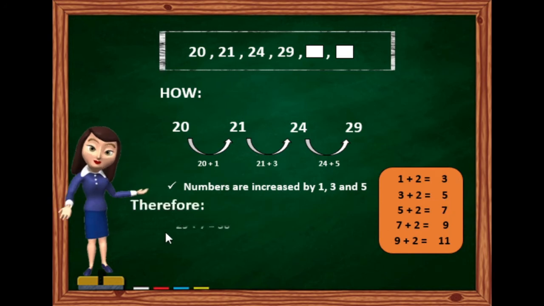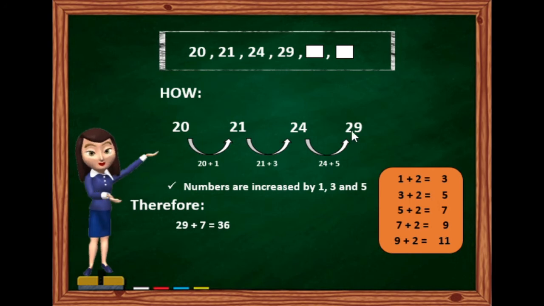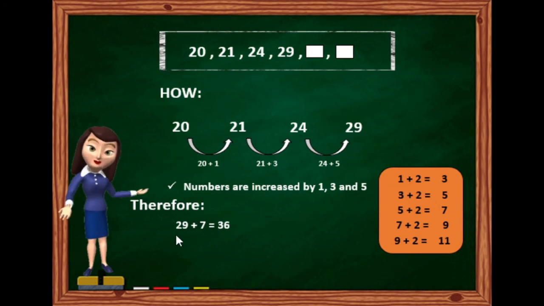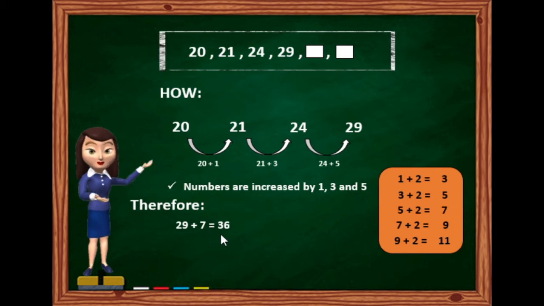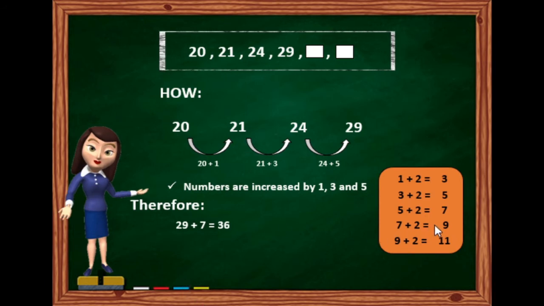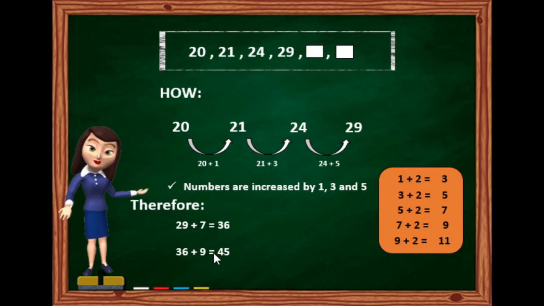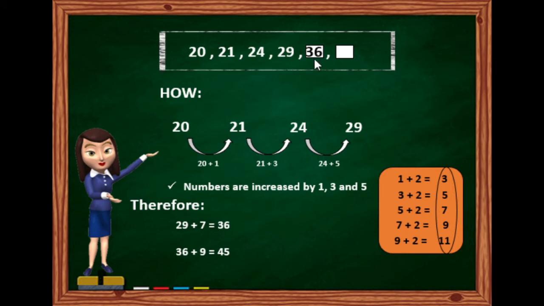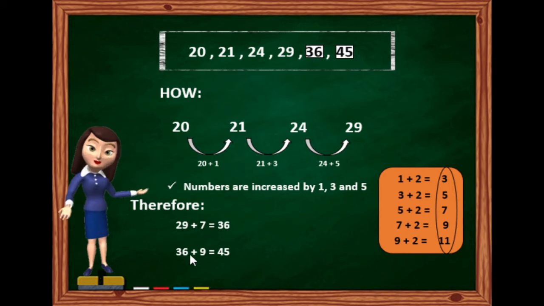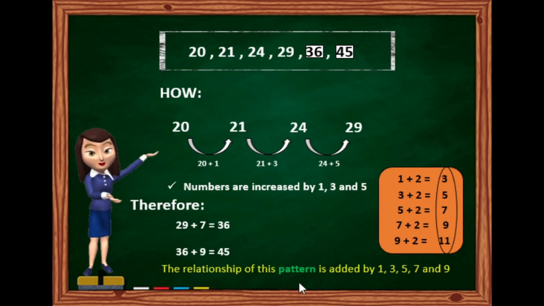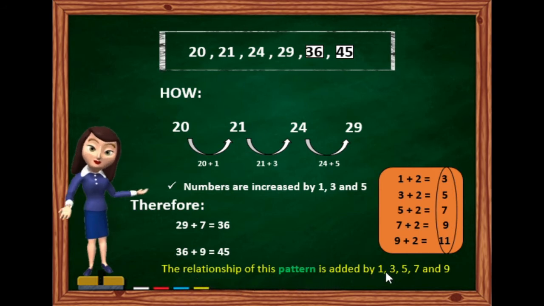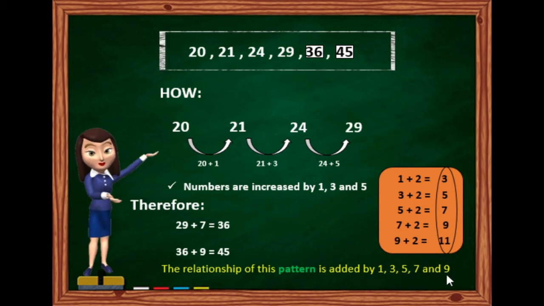So, therefore, we add 29 with 7. So it's 29 plus 7 equals 36. And then 36 plus 9 equals 45. So the next numbers after 29 would be 36 and 45. The relationship of this pattern is added by 1, 3, 5, 7, and 9, and so on and so forth.